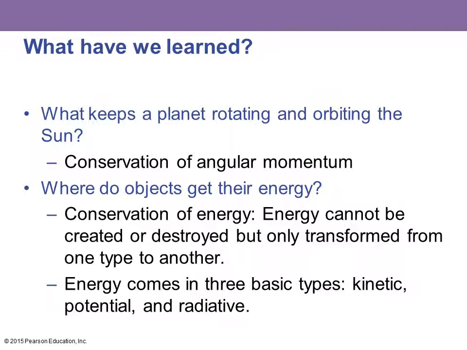So what keeps a planet rotating and orbiting the sun? Well, that's conservation of angular momentum. And where do objects get their energy? Well, there's the conservation of energy, which means energy cannot be created or destroyed, but only transformed from one type to another. And there are three types of energy: kinetic, potential, and radiative. So at any point in time, you should be able to recognize what form of energy something has: kinetic, potential, or radiative.